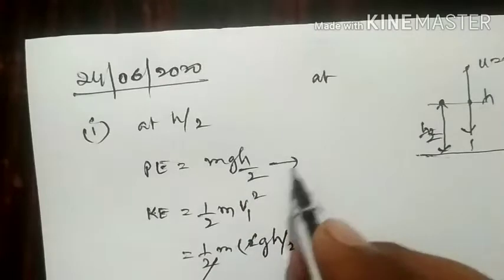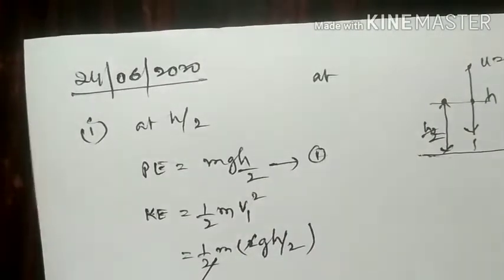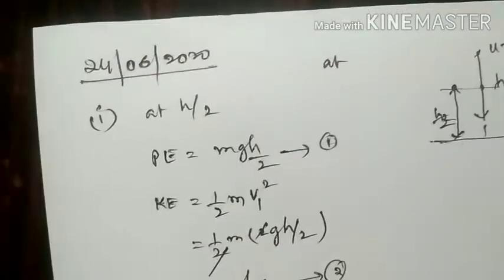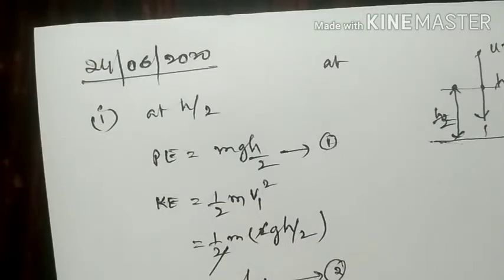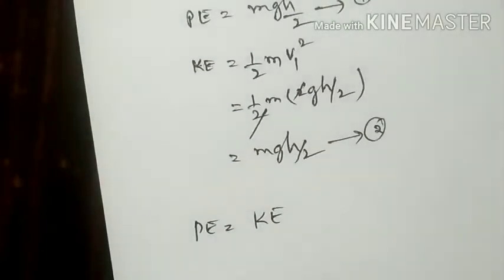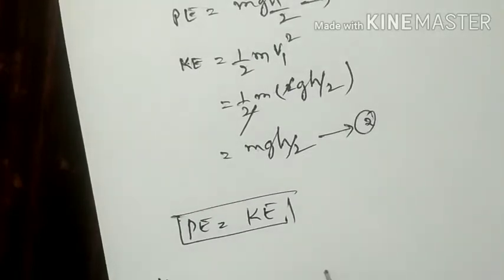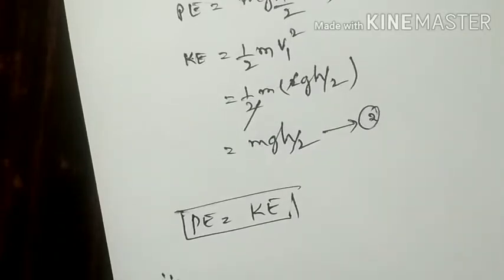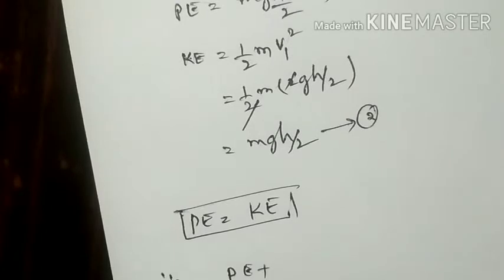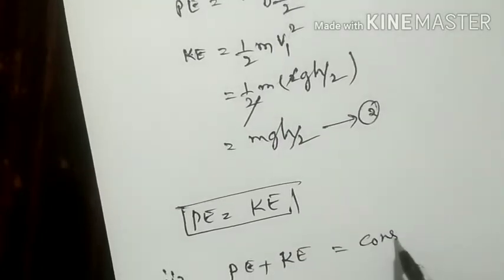So from these two conditions, what do we get? Potential energy and kinetic energy are equal. PE is equal to KE. So this is one option. Second one, I am checking the second column: the total energy is constant at any point, which means the sum of kinetic energy and potential energy, KE plus PE, is equal to a constant.